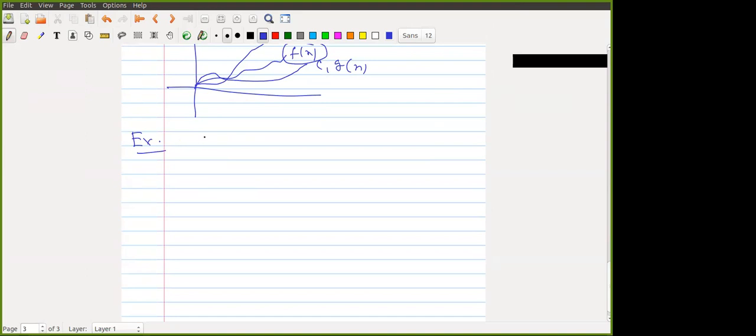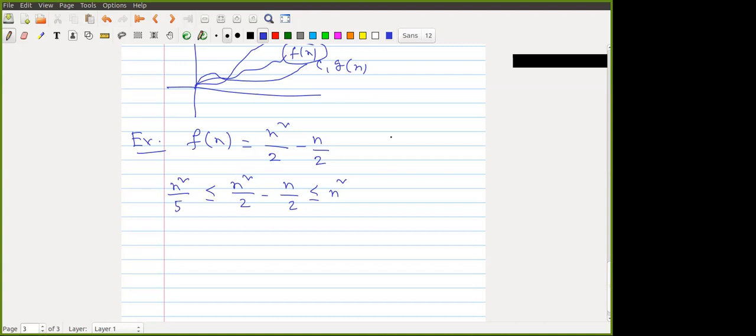So for example, suppose I'm considering this function f(n). f(n) is n square by 2 minus n by 2, and I want to give a tight bound of this. Now note that n square by 2 minus n by 2 is strictly less than n square, because it is already less than n square by 2. So it is less than or equal to n square. And on the other hand, it is certainly greater than n square by 5.